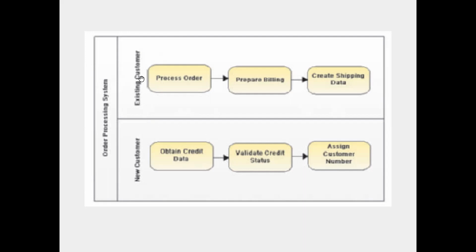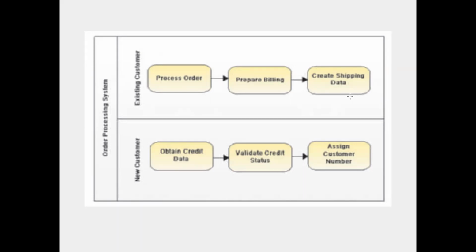If you're an existing customer, then you process the order, you create bills, and then you create the shipping data. Right. Okay, this is one of the simplest business process models, an order processing system. Let me give you now one more example.